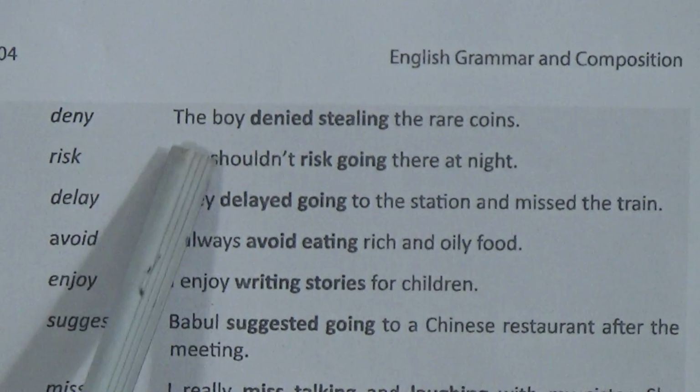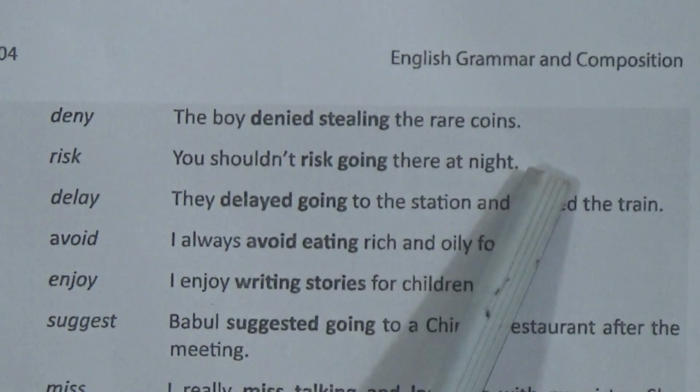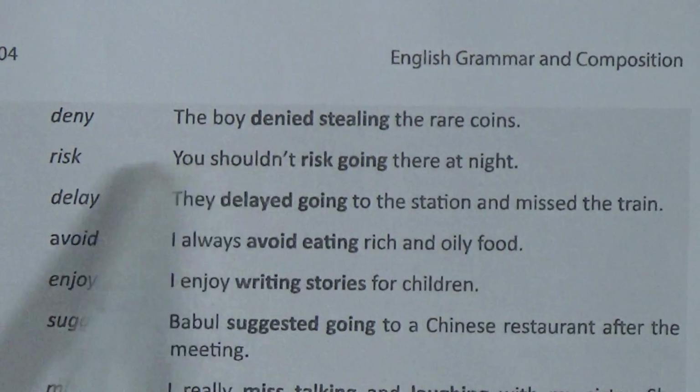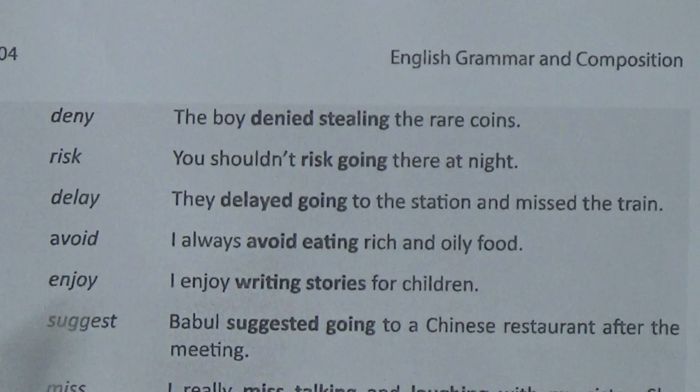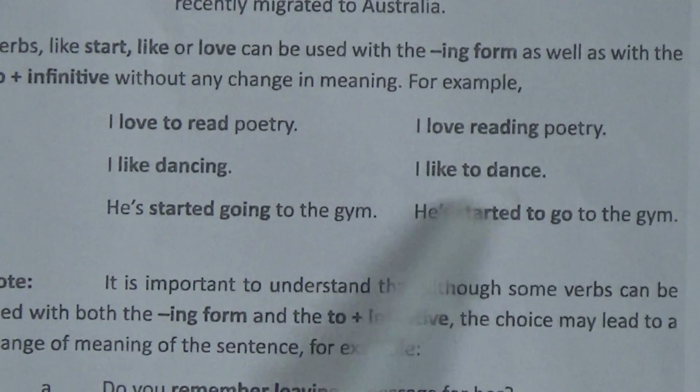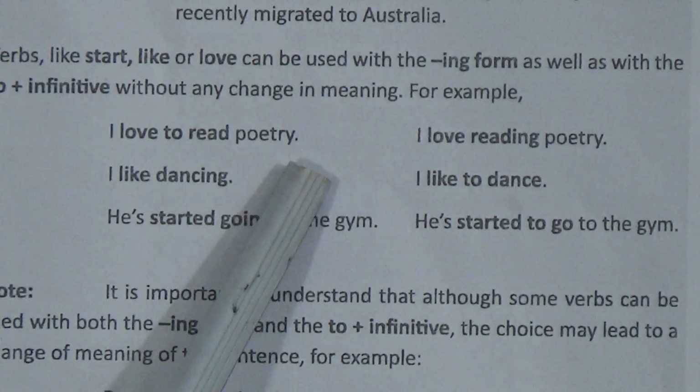Deny: the boy denied stealing the rare coins. Risk: you should not risk going there at night. Look dear students, verbs like start, like or love can be used with the ing form as well as with the to plus infinitive without any change in meaning. I am going to read this once again. Verbs like start, like or love can be used with the ing form as well as with the to plus infinitive without any change in meaning. For example, I love to read poetry.